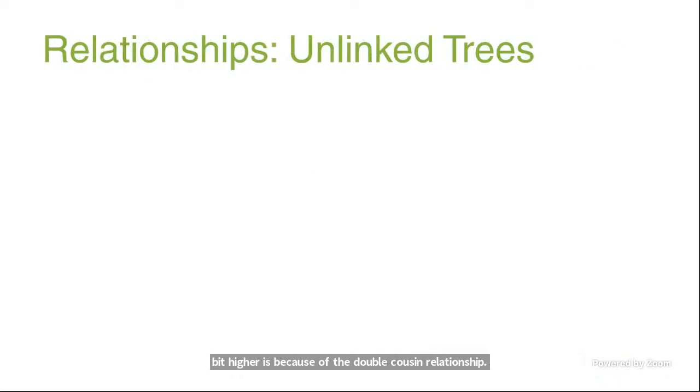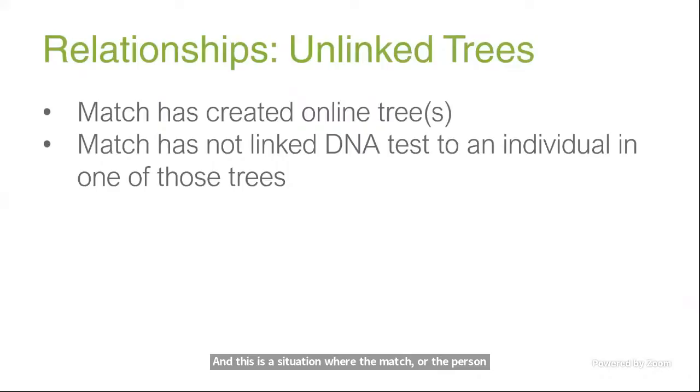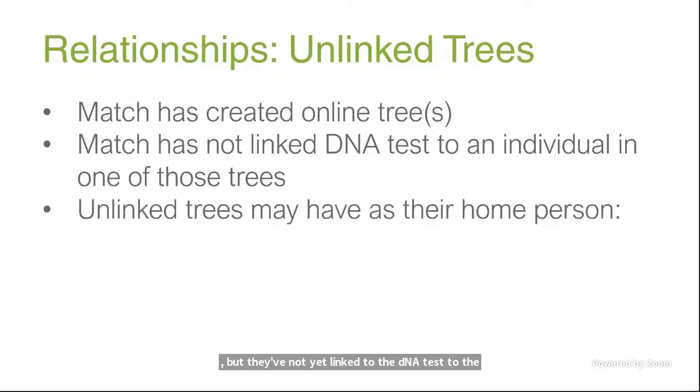Okay, so another kind of tree that you might run into are unlinked trees. This is a situation where the match or the person managing the kit, the manager, has created an online tree, but they've not yet linked the DNA test to the person in the tree. They haven't told the system that this DNA test belongs to this person.